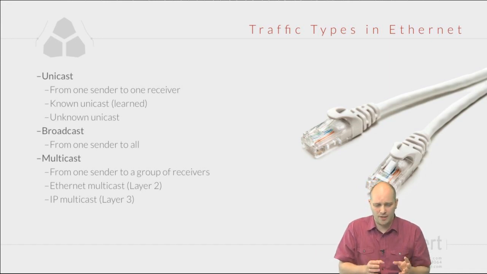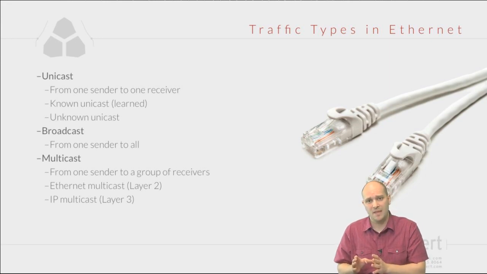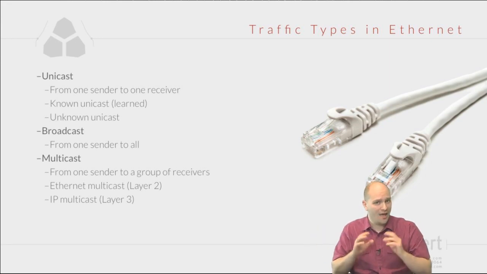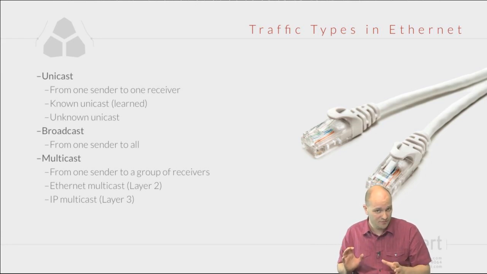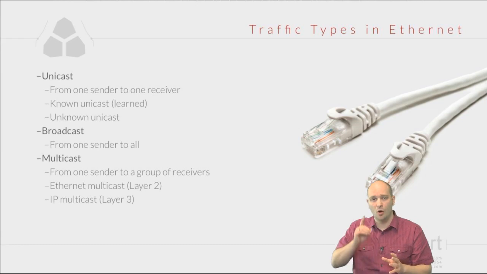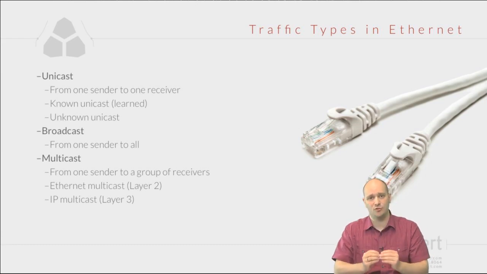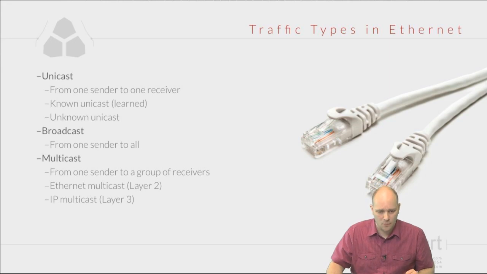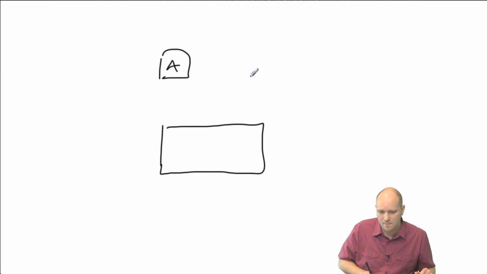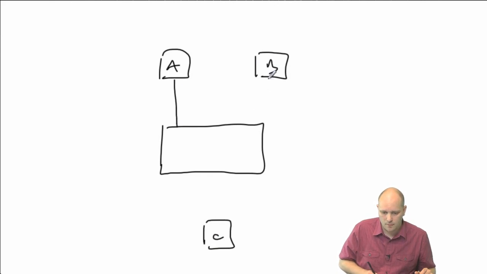Now, if you're dealing with known unicast traffic, instead of flooding the traffic out to every single port except the port it was received on, the switch is going to forward this traffic only to the port where this MAC address is known. Let me try to explain that on the whiteboard. So let's say that we have a switch here, and we have three stations connected to it, A, B, and C. So this is port number 1, this is port number 2, and this is port number 3.